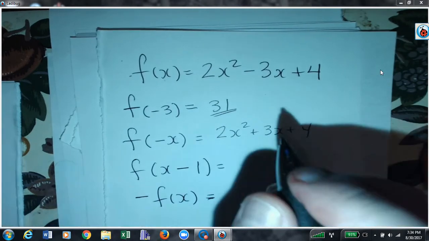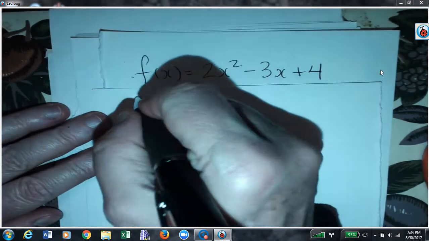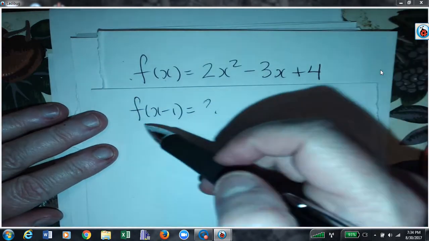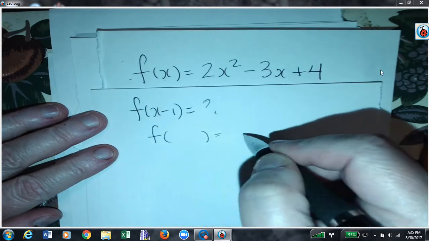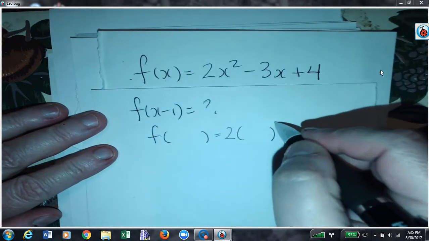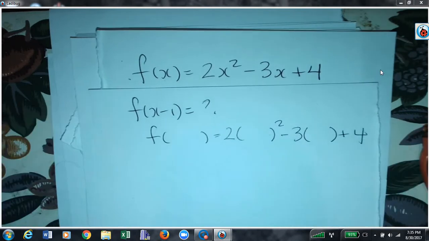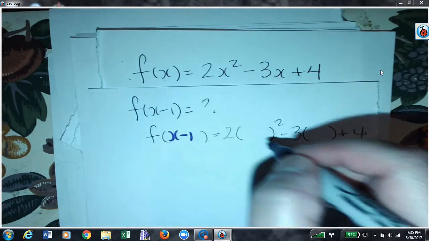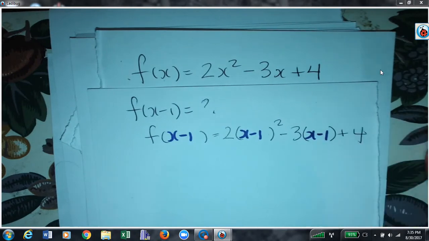Okay. So now how did you do on the next one? f evaluated at x minus 1. Well, this is one where you write the original equation out without the x, and wherever the x is, put blank parentheses. Okay, now what did we want? We wanted f evaluated at x minus 1. So put the x minus 1 inside the parentheses.